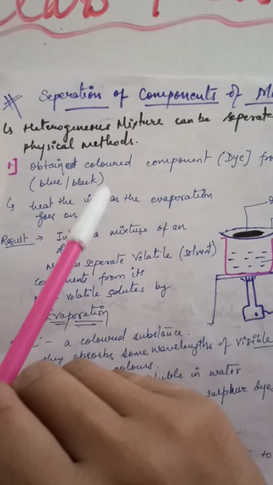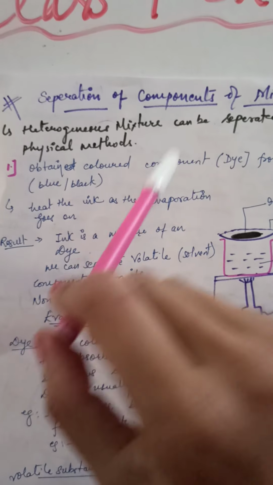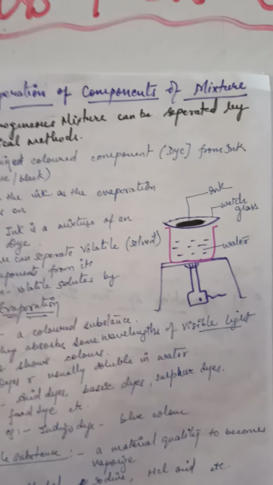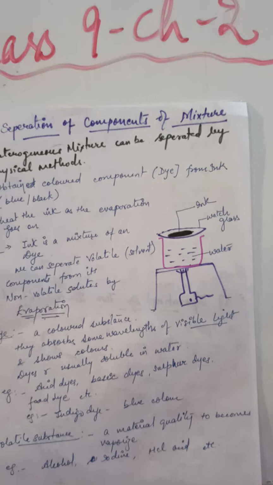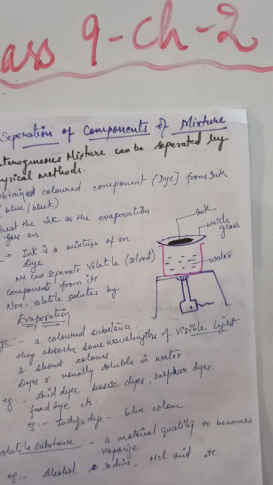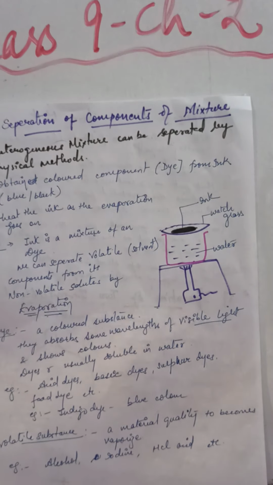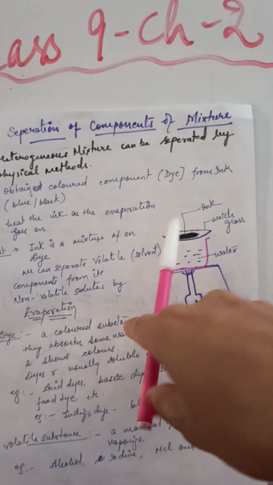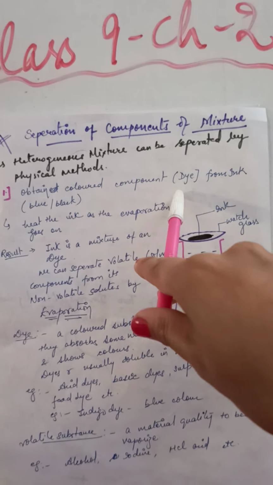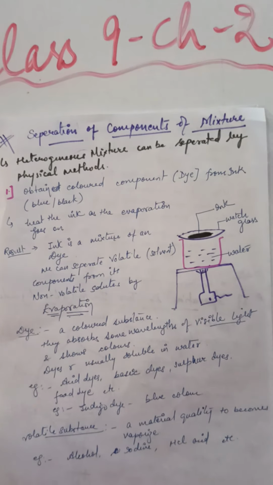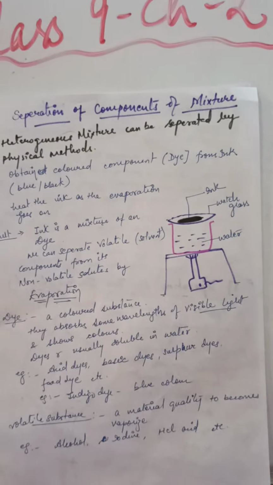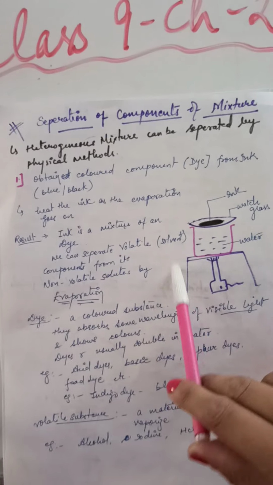The main aim is to obtain the colored component, that is called dye, from the ink. Ink can be blue or black. See children, here we are taking ink which is water soluble. It means this ink is soluble in water, for example, common pen ink. So see the diagram here.